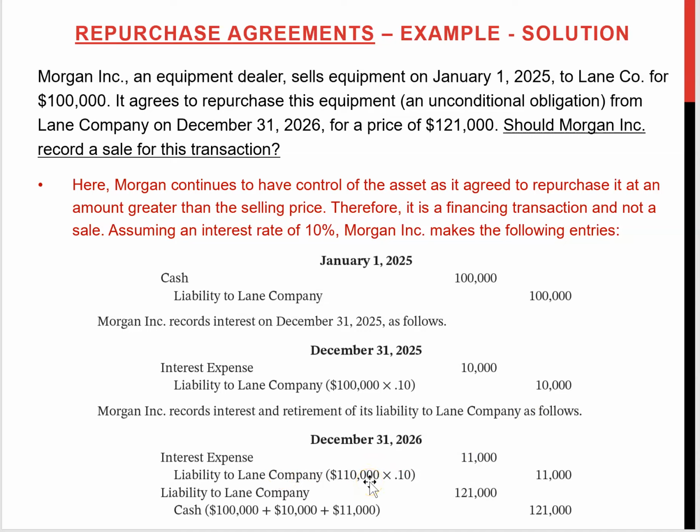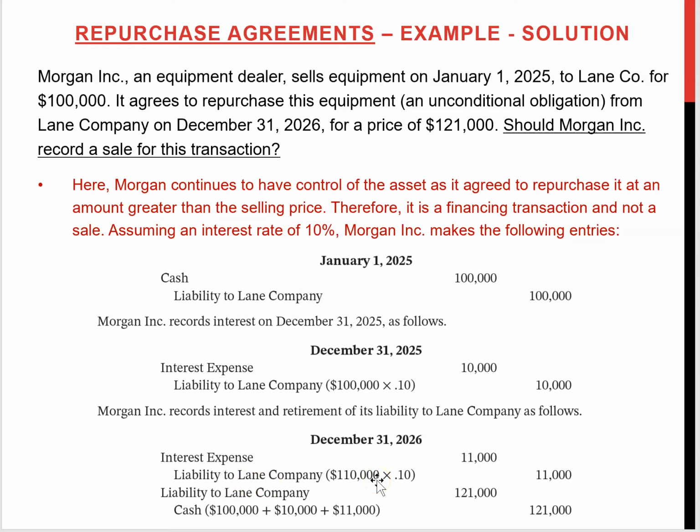Morgan will record 2026 interest expense, but when they count the interest, look at that. The original liability amount was 100,000 on January 1st. Then because of this interest payable or interest expense, they added $10,000 to the liability. So second year's interest will be on 110. And they calculated it 10%, $11,000 interest expense. And then they have another liabilities, $11,000 because of this interest.